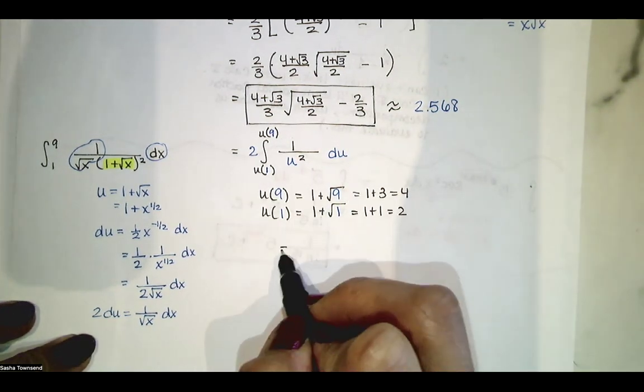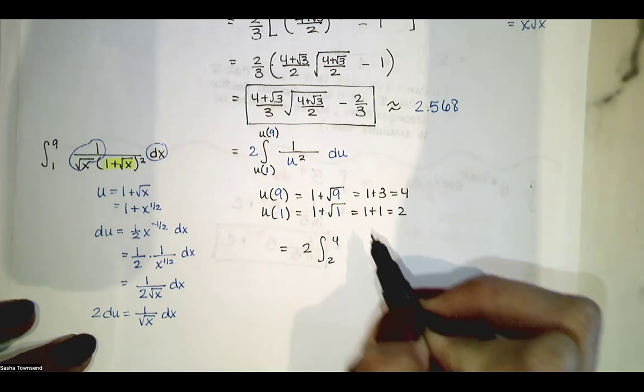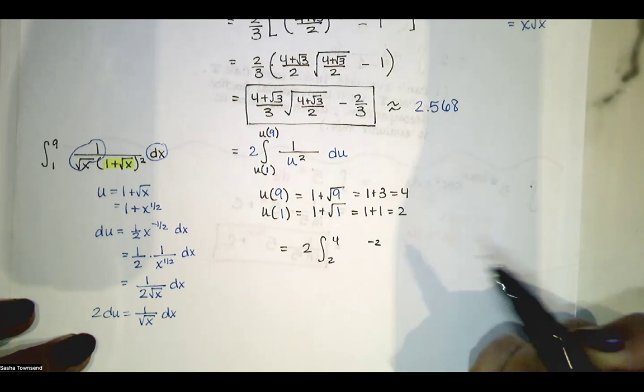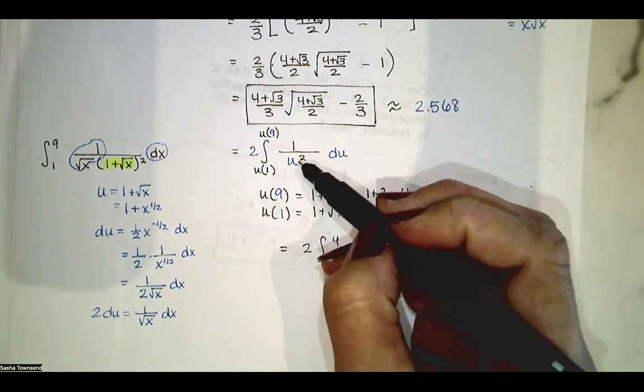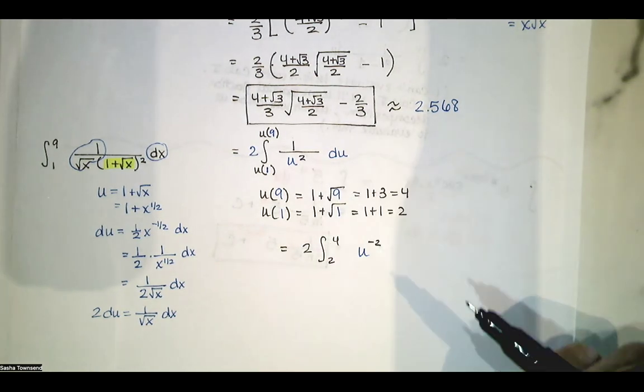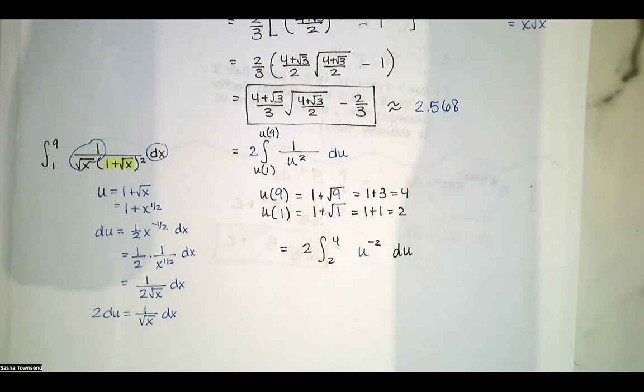So this integral becomes 2 times the integral from 2 to 4 of u to the negative 2. As you're bringing that 1 over u squared, you're bringing that u up to the numerator so that we can use the power rule. Say, okay, do I have a rule for that now?